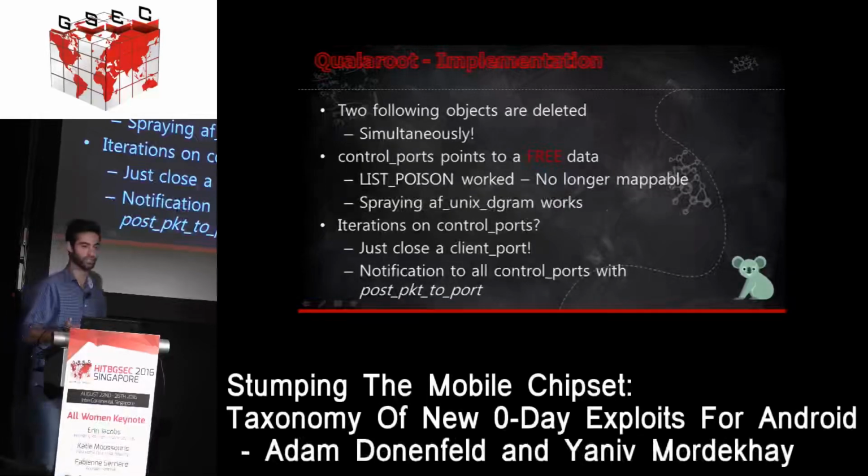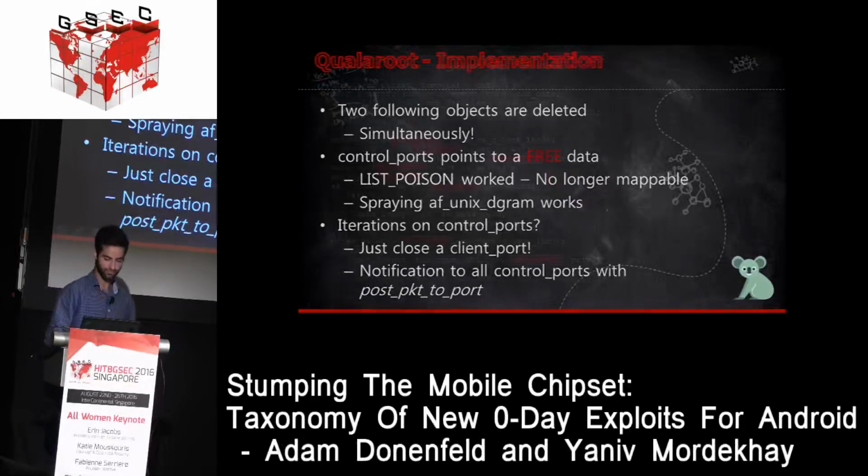Now, once we fake the object, we want the system to use it. Since this is the list of the monitoring objects, all we have to do to get the system to use it is just create or destroy any endpoint in this address family. So by closing a client port, the list will be iterated. Each time the list is iterated, a function called postPacket2port will be called on each object.